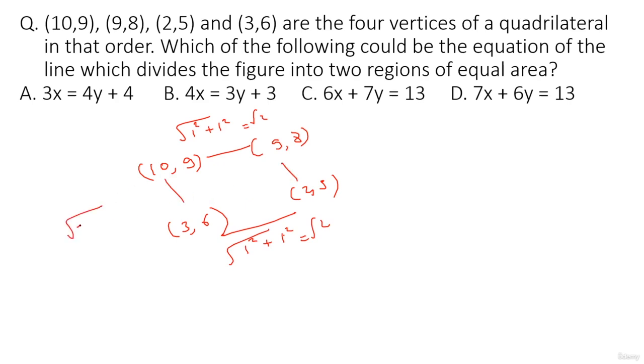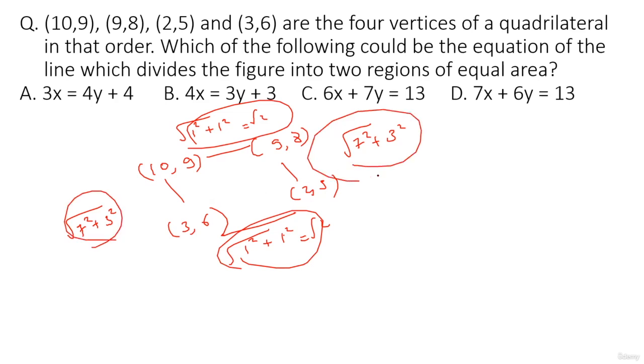Root of (10 minus 3 is 7) 7 squared, (9 minus 6 is 3) 3 squared. Same. And 9 minus 2 is 7, the whole squared, 8 minus 5 is 3, the whole squared. So what you observe is that the opposite sides have equal length. Whenever opposite sides of a quadrilateral are equal in length, we get a parallelogram.